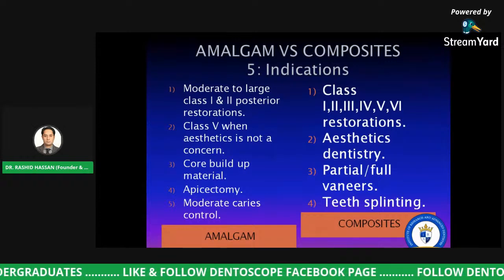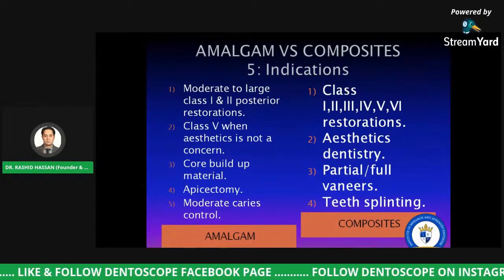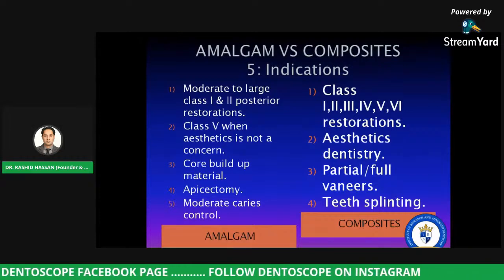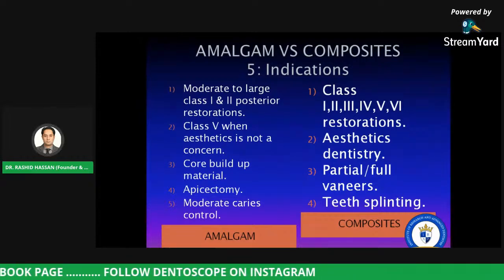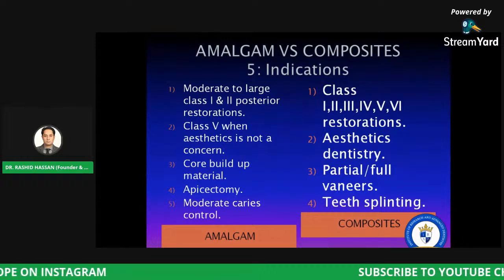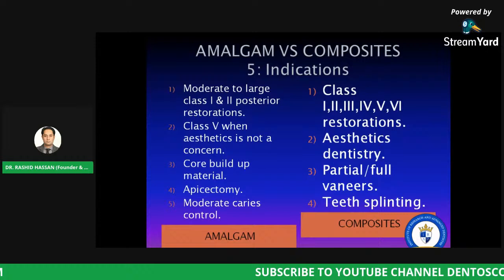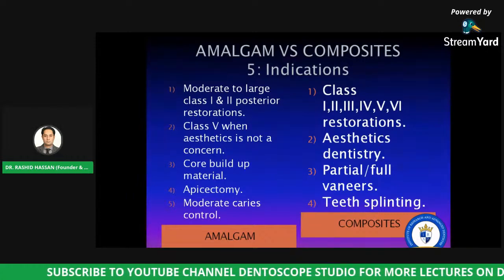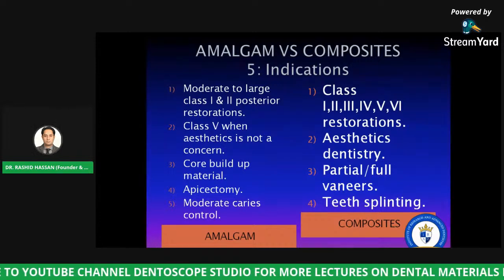Then, in case of moderate caries control, if the caries is not that much spreading, dental amalgam can also be used to control the caries lesion by filling in any of the teeth. Mostly it is filled in the posterior teeth. You cannot fill it in the anterior teeth.